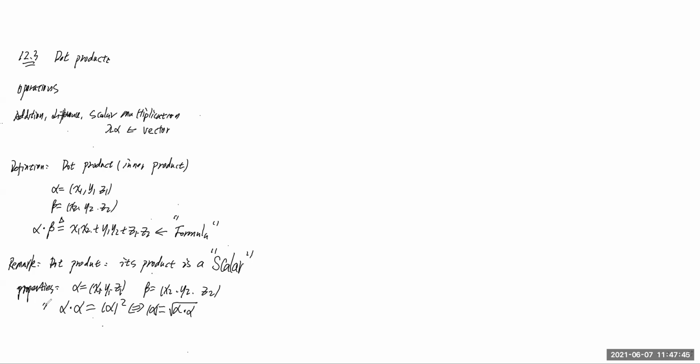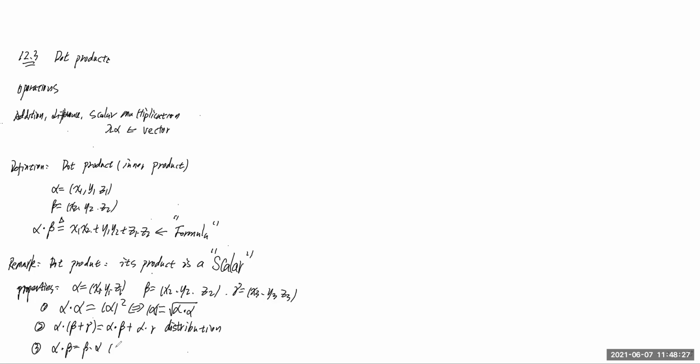Okay, what's the second one? Maybe we have a gamma, x3, y3, z3, and alpha dot gamma plus beta is alpha dot beta plus alpha dot gamma. This is called distribution, right? I think you learned distribution in elementary school, no, maybe in the US in high school. I'm not sure. Anyway, the third one is alpha dot beta is beta dot alpha.